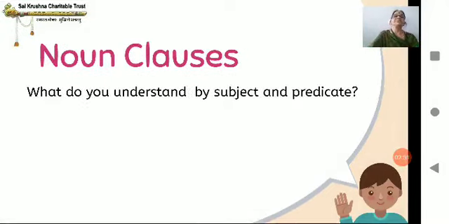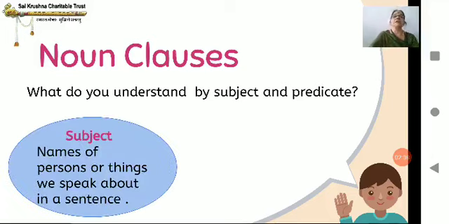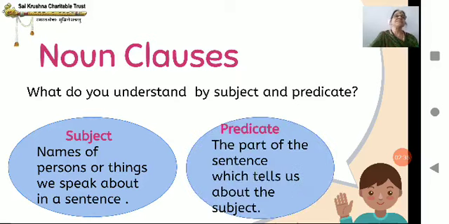Noun clauses. What do you understand by subject and predicate? Do you remember subject and predicate? You all have done it in the lower classes. Just for your reference and remembrance, we recall what a subject is. It is the names of persons or things we speak about in a sentence. What is a predicate? The part of the sentence which tells us something about the subject is the predicate.